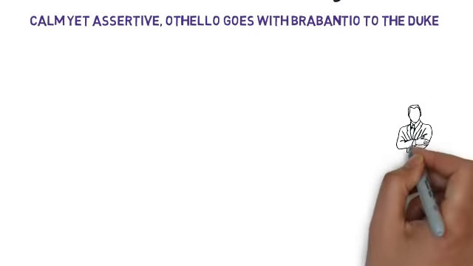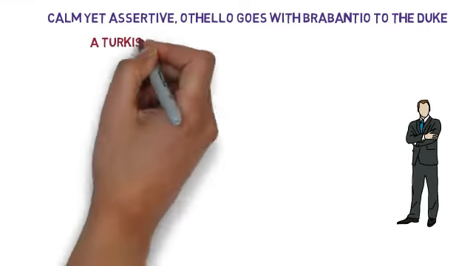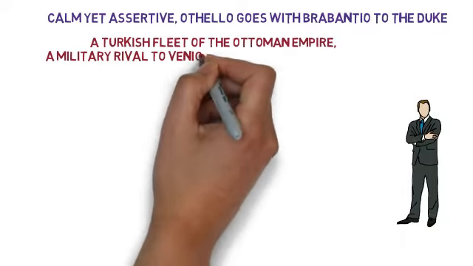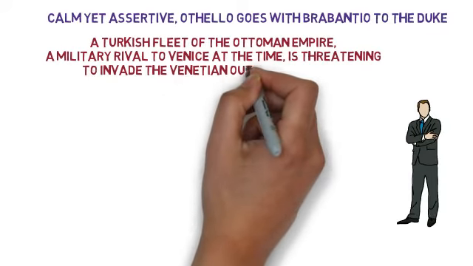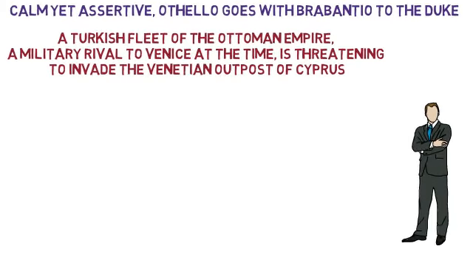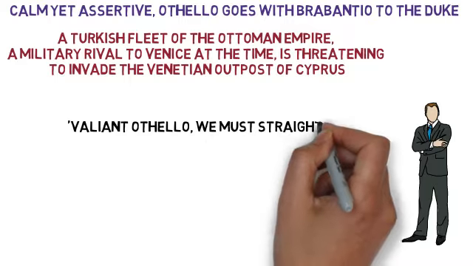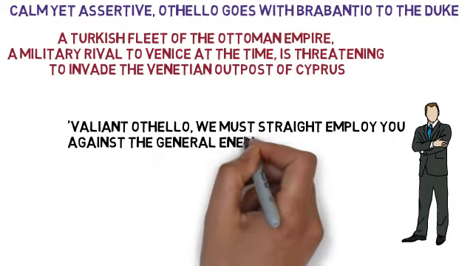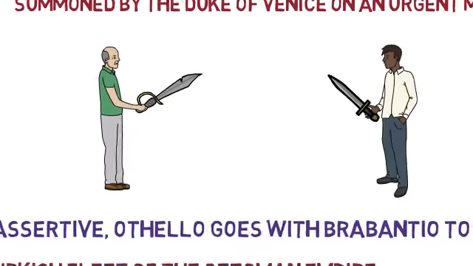We find out that a Turkish fleet of the Ottoman Empire, a military rival to Venice at the time, is threatening to invade the Venetian outpost of Cyprus. Upon arriving, we find out that Othello was summoned to lead the Venetian military response.